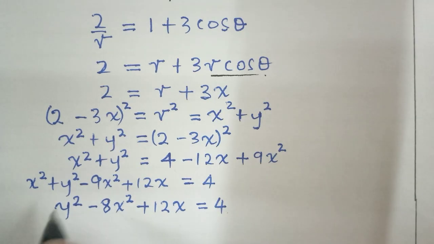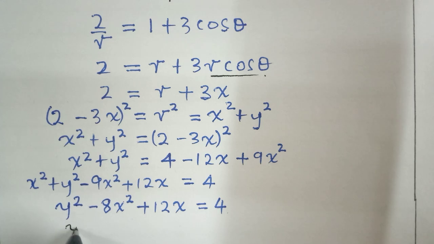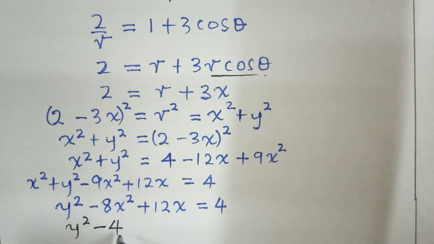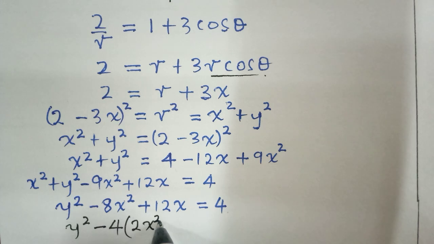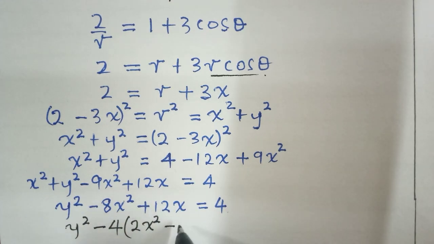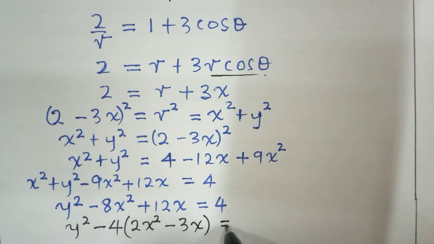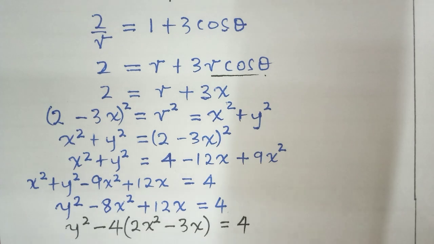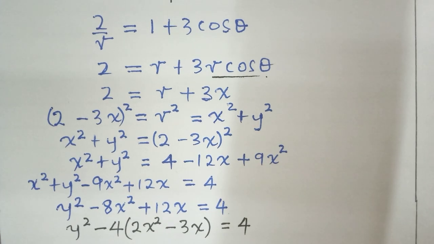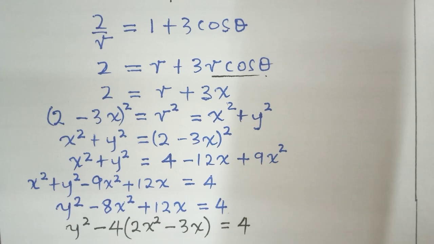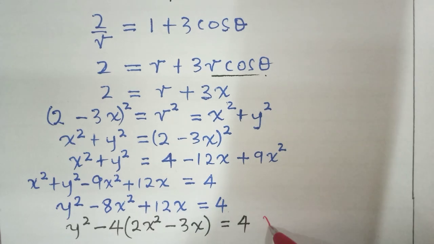So finally, guys, we can actually put y squared minus, we can factor out 4. So we are left with 2x squared. Now we put a minus here, guys. That will be 3x. This one now gives us 4. So that is our solution, guys. And so, guys, that one is done like that.